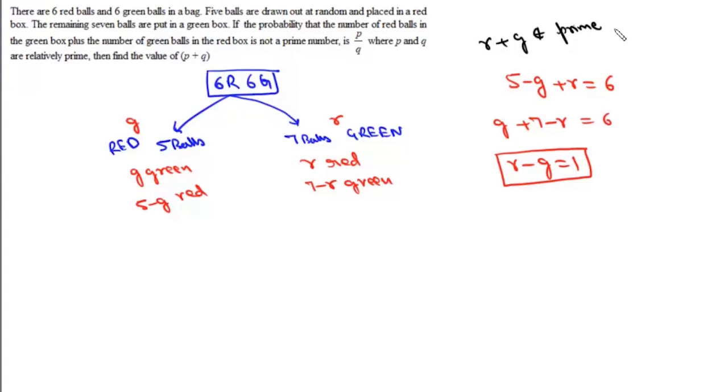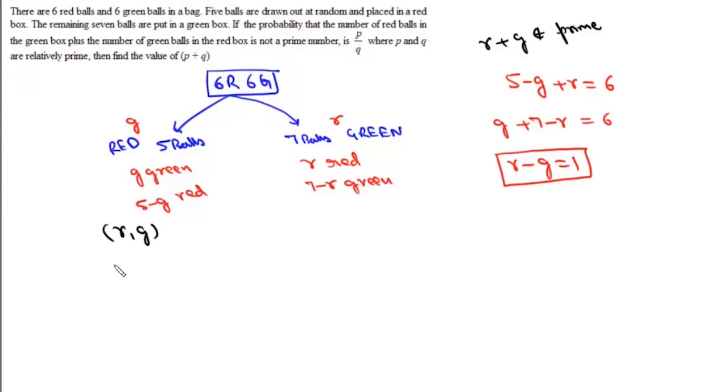Now we need to find possible values of R and G. Now clearly G must be less than or equal to 5 and greater than 0, and R must be less than or equal to 7 and it must be greater than 0. Now we look at various combinations of R and G.